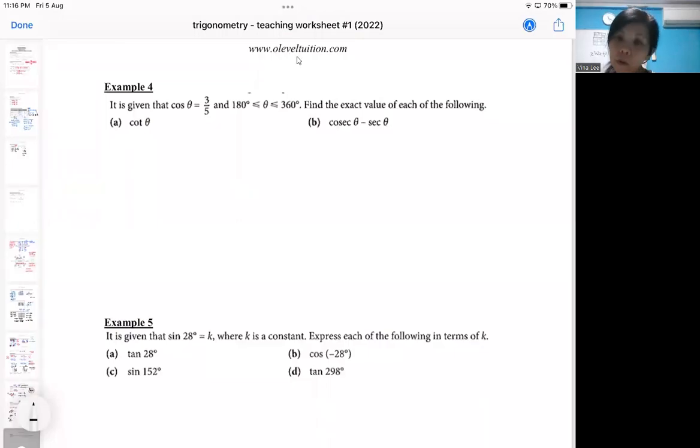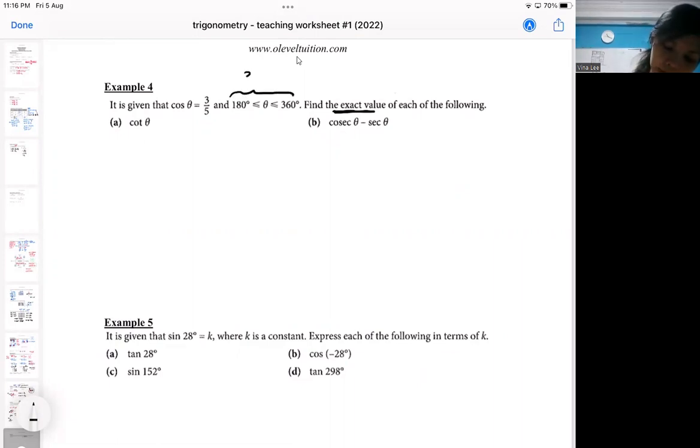Okay, so more examples on the drawing of triangle. In this question, they ask you for the exact. It's the same thing. You are going to draw a triangle. You cannot punch out calculator. So again, I got to decide the quadrant. They will forever not tell you which quadrant. You've got to guess. So this actually indicates third or fourth quadrant.